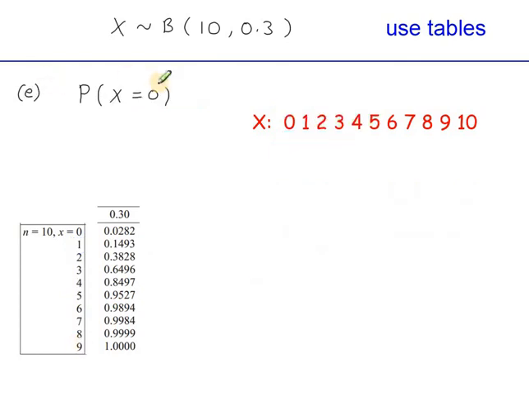Part E, for P(X = 0), so no successes in the 10 trials. X is 0 is there, and there's the answer. Every single other value here is less than or equal to 7, less than or equal to 3, but there is no such thing as less than or equal to 0. This is just equals 0. So the answer is just 0.0282.